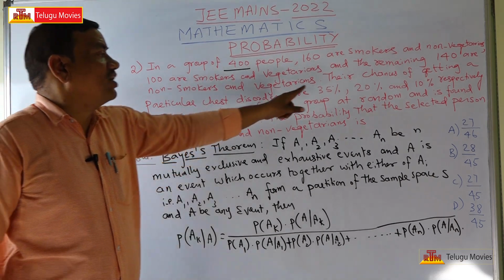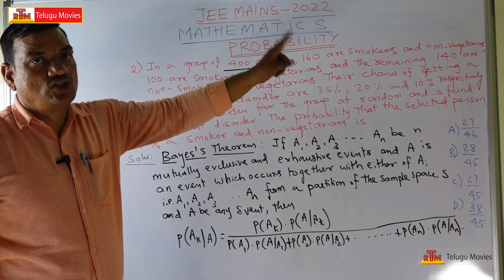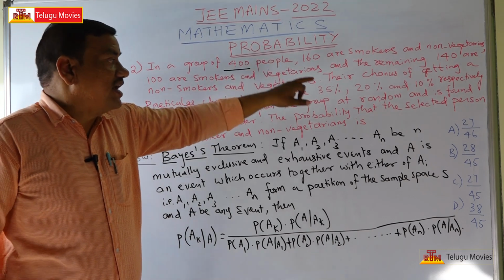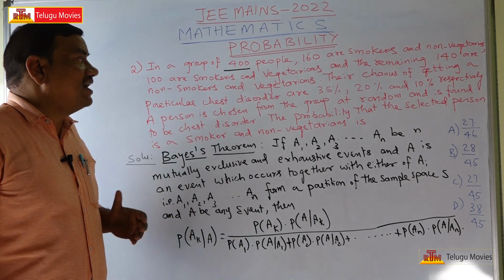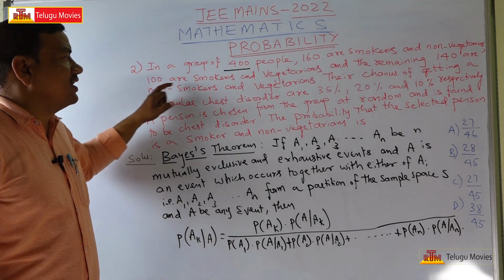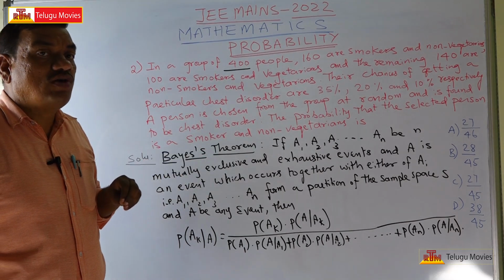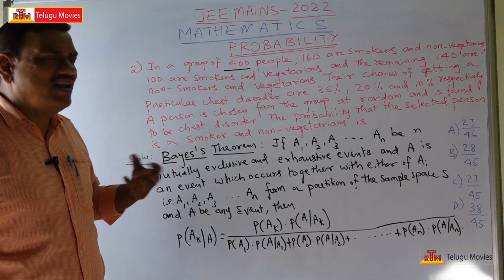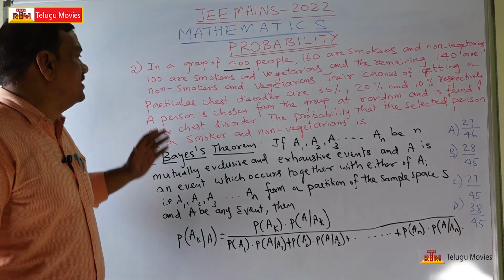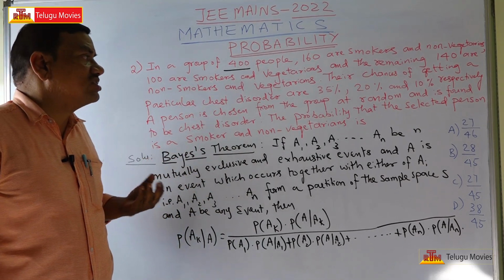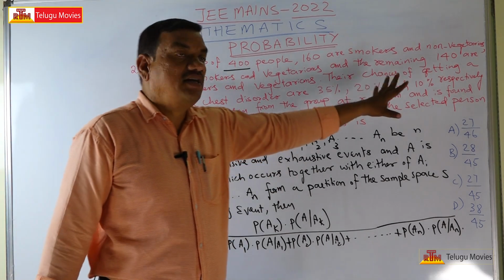In the first category of people, smokers and non-vegetarians, their chance of getting a chest disorder is 35%. The second category is smokers and vegetarians, and their chance of getting a chest disorder, any cancer like that, is 20%. The remaining 140 are non-smokers and vegetarians, and even then they will get some chest disorder, that is 10%.